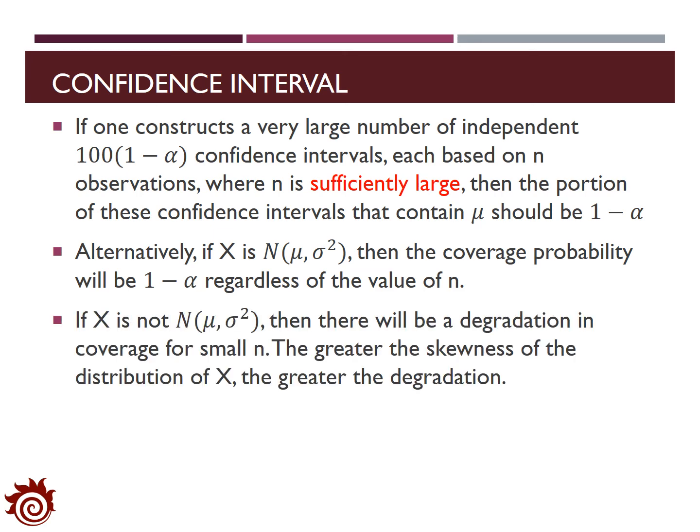But if x is not a normal distribution with mu and sigma square, then there will be a degradation in coverage for small n, and the greater the skewness of the distribution of x, the greater the degradation will be. So in order for us to get an accurate estimation of the confidence interval, we need to select a large enough value of n for the stochastic process.